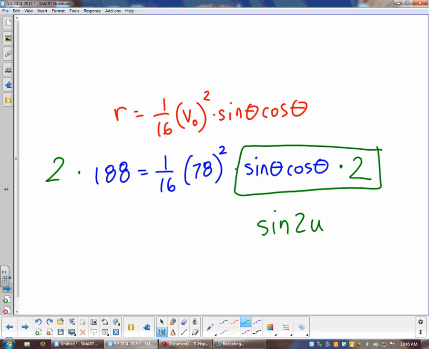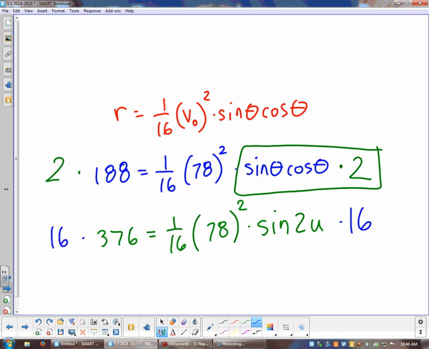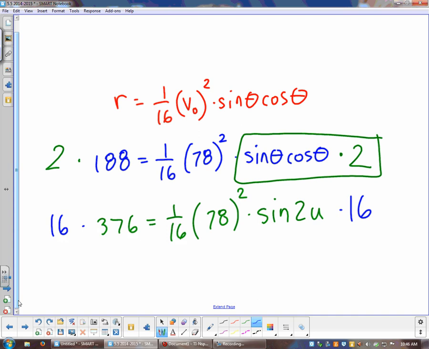6,016. Is that then equal to 78 squared times sine of 2u? All right, so go ahead and divide both sides by 78 squared. Figure out 78 squared into 6,016. I'm only interested in your final number for sine of 2u. It's going to be some nice decimal.